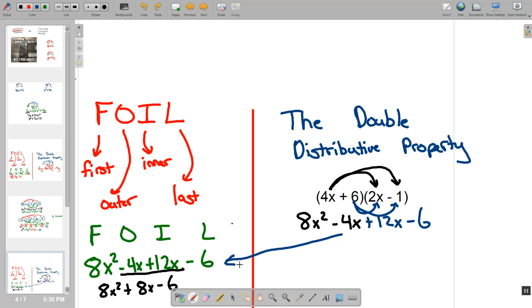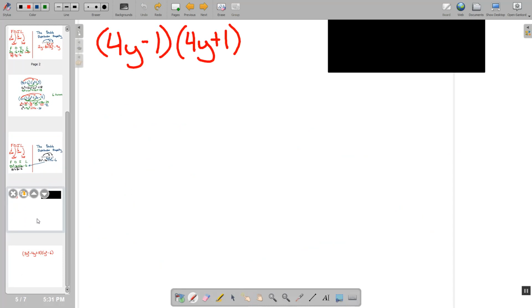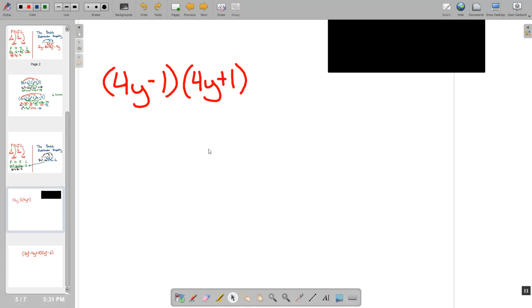They're actually even written in the same exact order, which is why I prefer the double distributive property over foiling, because foiling only works for a binomial times a binomial, where the double distributive or triple distributive or quadruple distributive property can work on any polynomial times any other polynomial. Let's do a couple quick examples. This problem right here, I'm going to do a different method for each of these. I'm going to do foiling for this first problem, okay?